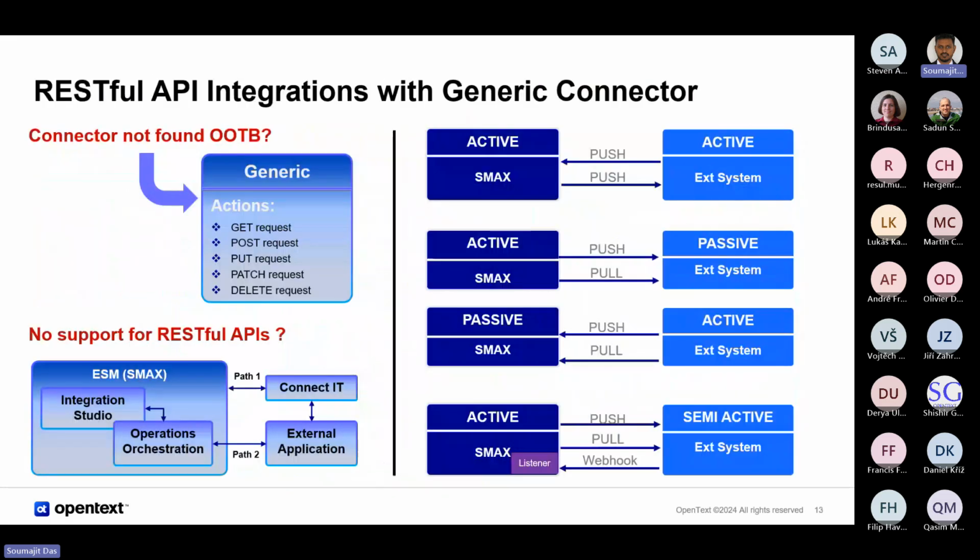In such cases, we have the very powerful generic connector, which is equivalent to any REST API client that you can work with. Take Postman as an example: you do all of your transactions over the REST API, and you use Postman to send or receive data.